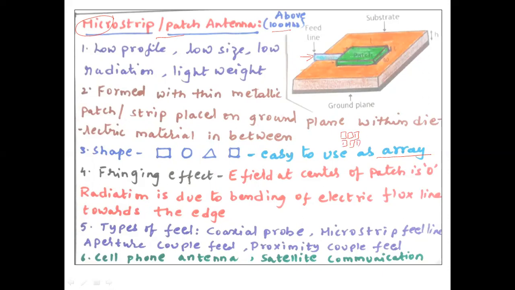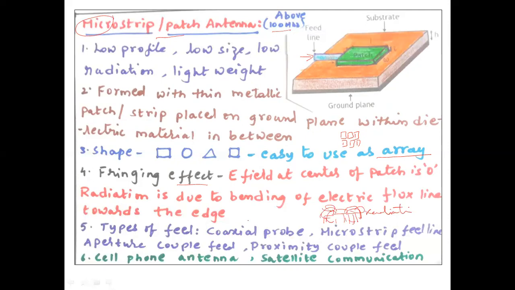Here the main radiation is due to the fringing effect. That means the electric field at the center of the patch is zero, but radiation is mainly due to the bending of electric lines towards the edge. For example, if you place our patch like this over a substrate, automatically the field lines will be like this into the substrate. All this part is nothing but the radiation into air. In that way, the microstrip antenna operates. Next, we need to keep in mind the types of feeds: coaxial, microstrip line, aperture coupled feed, and proximity coupled feed.